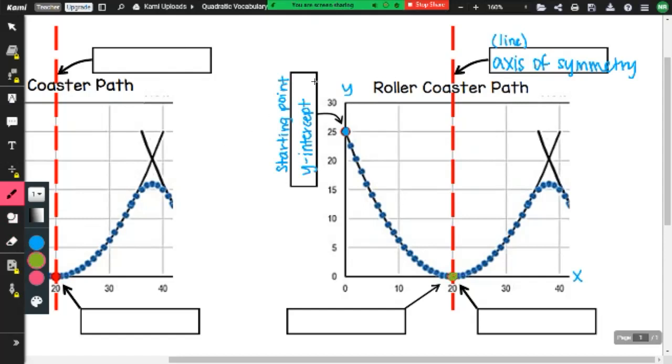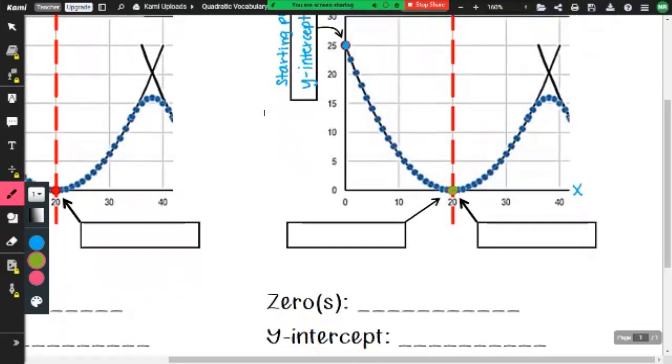things. What do they represent? X-intercept. It's your x-intercept. Now, your x-intercept can be known as three different things. What are they?